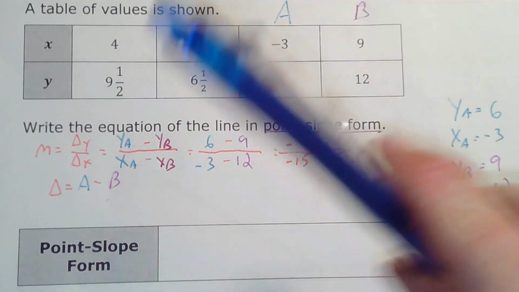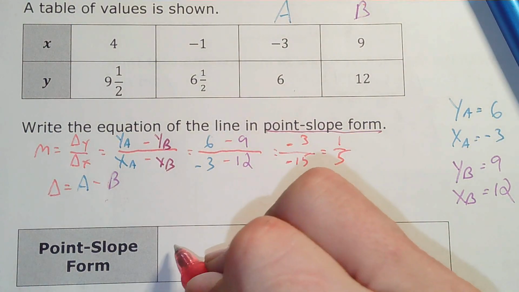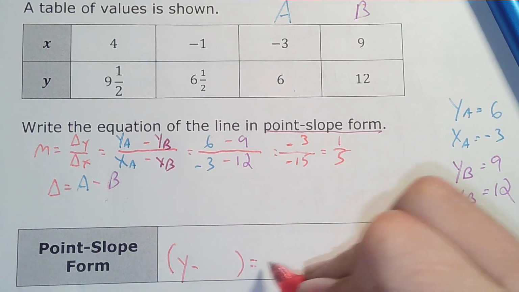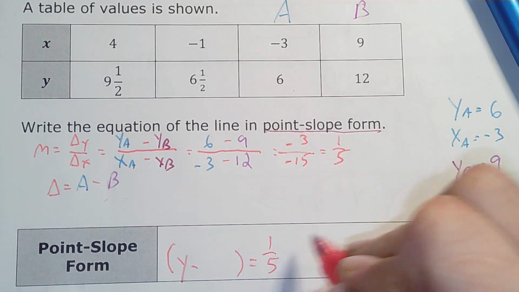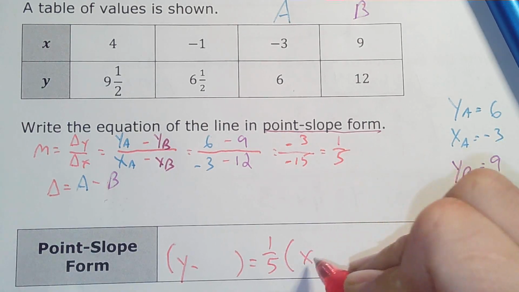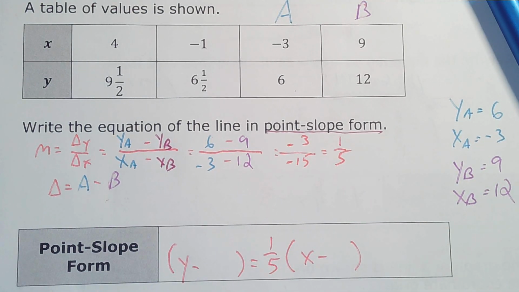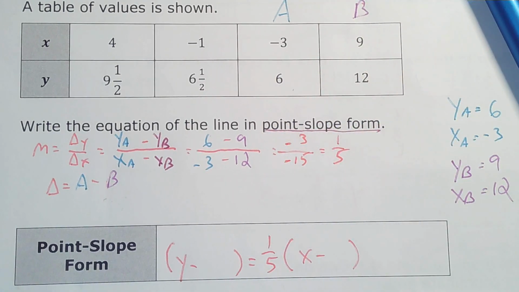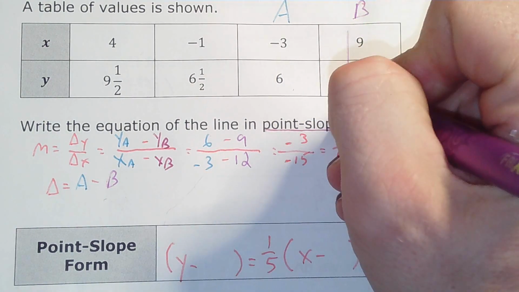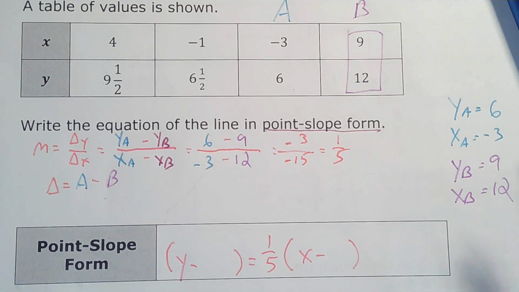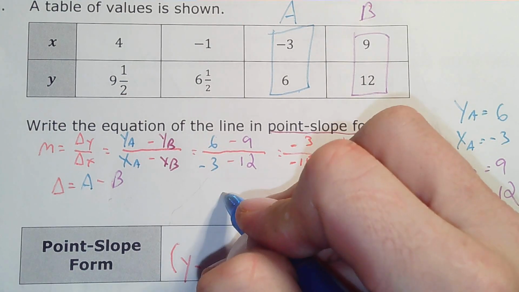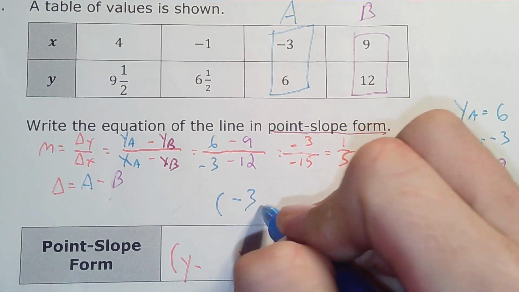So from there, it's pretty easy to identify my y minus, pre-staging my equation, equals my 1/5, that's my slope, times my x minus, now I just pick a point to drop in. How about 9? 9 has no negatives in it, or I could pick A. Let's pick A, just to show you what happens when it has negatives in it. All right, so my point A is -3, 6.